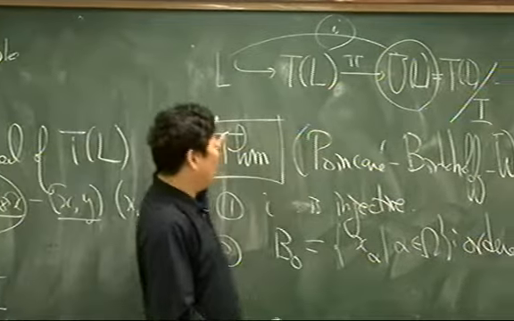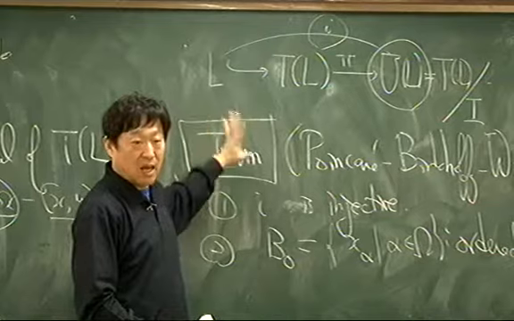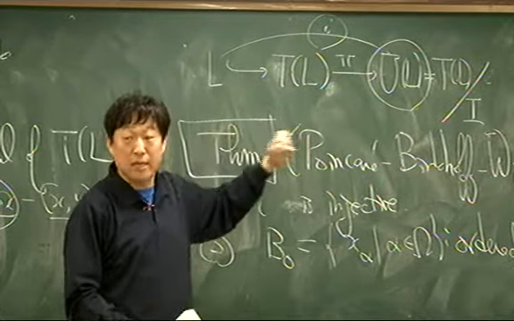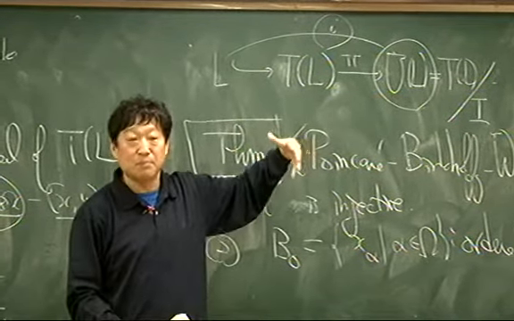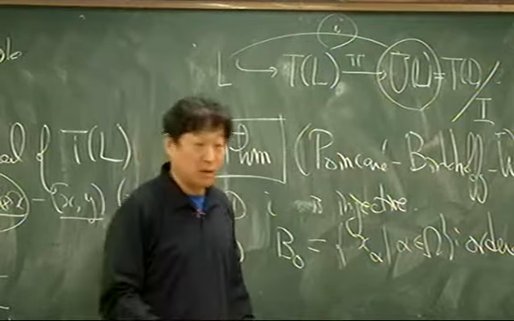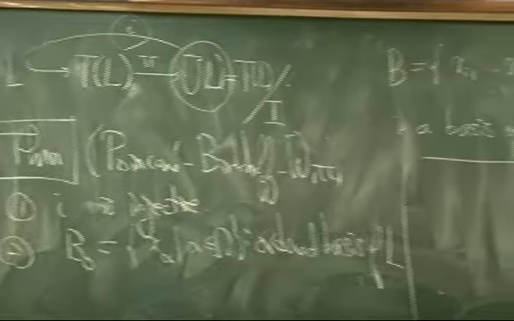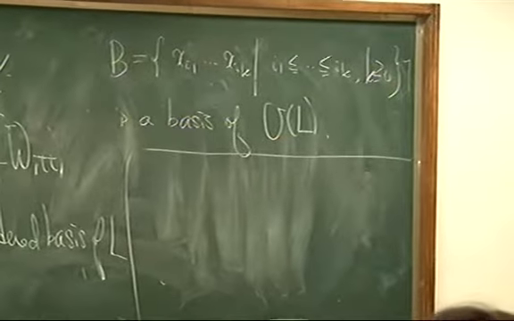So what it says is L can be understood as a subspace or subalgebra of the universal enveloping algebra. L can be embedded into the universal enveloping algebra.